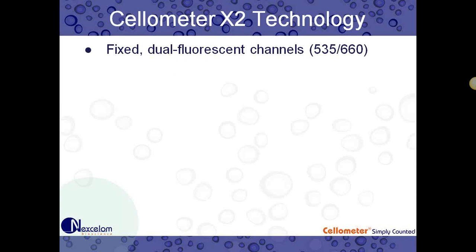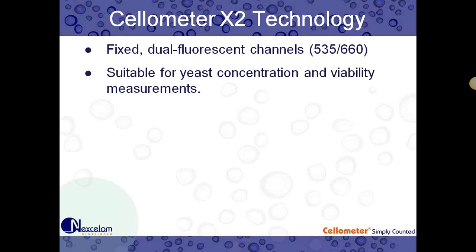So the X2 technology has fixed dual fluorescent channels. You see there are 535 and 660. Those are the two filters that are inside the unit, and they are not exchangeable. For the X1, we have a single filter, and that's a 660 filter only.